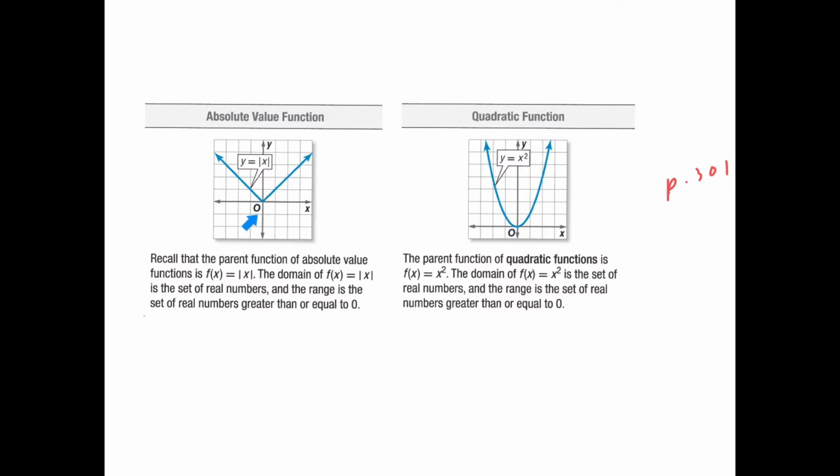Like I said, the range for a quadratic and for an absolute value function are similar in the fact that there will be a floor if it's facing up. There will be a ceiling if it's facing down.